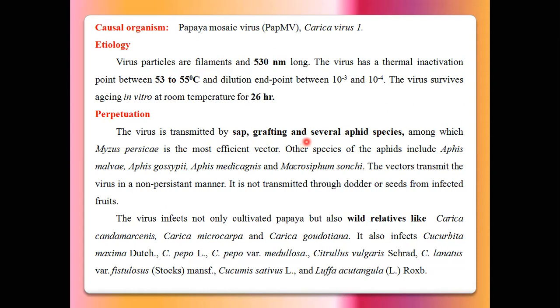Keep in mind the transmission vectors: mosaic, aphid; leaf curl, whiteflies; and ring spot, aphid species. Besides papaya, this virus also survives and multiplies on various host crops, for example tobacco, tomato, sun hemp, gooseberry, chili, hollyhock, and zinnia. This is the wide host range for papaya mosaic virus, papaya leaf curl virus, or ring spot virus. The virus also survives on cucurbitaceous crops and cruciferous crops.